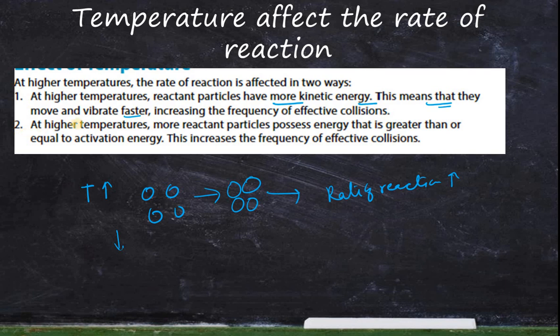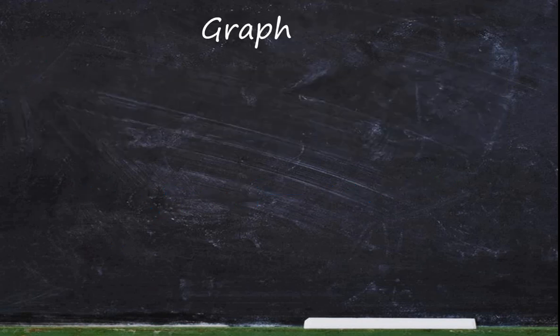So what is the second point? At higher temperature, more reactant particles possess energy that is greater than or equal to the activation energy. Activation energy is the minimum energy required for the reaction, but if you are increasing the temperature, you will see the frequency of collision increasing. So that's why we will see a higher rate of reaction. Suppose I need to plot the graph of rate of reaction and temperature, how will the graph look?